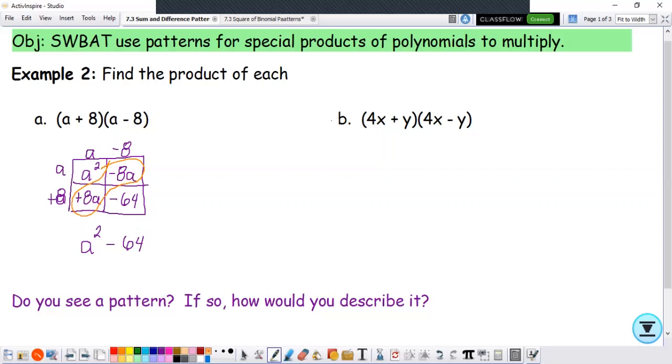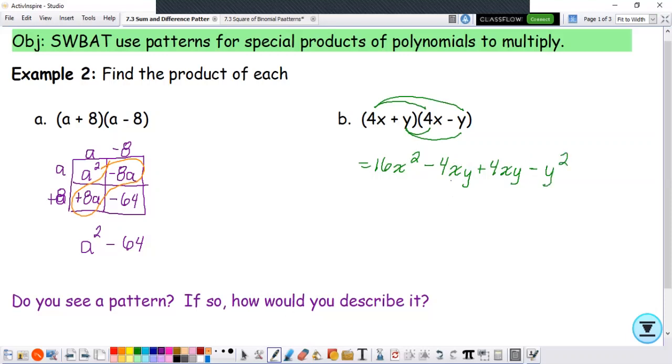For the second binomial pair, I will go ahead and use the distributive property or FOIL. 4x times 4x is 16x squared. 4x times negative y is negative 4xy. y times 4x is positive 4xy. And positive y times negative y is negative y squared.